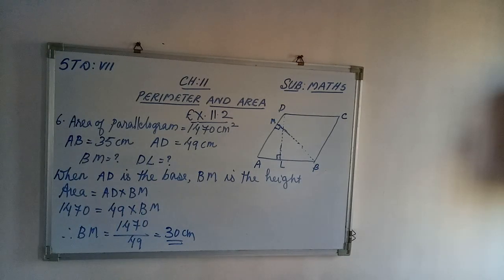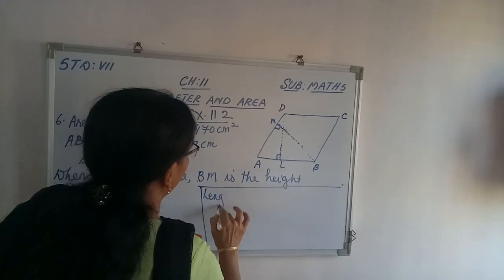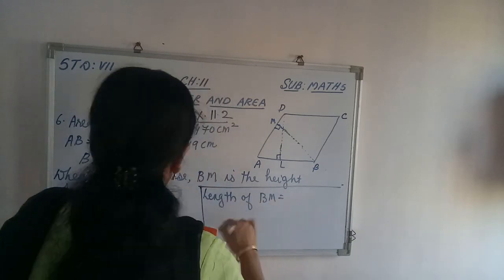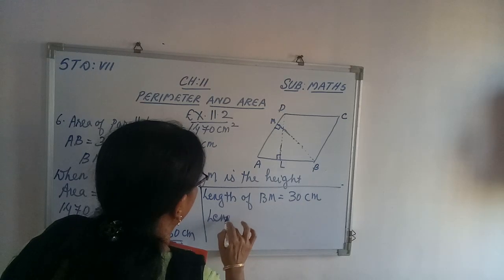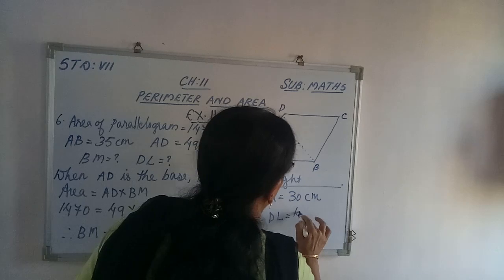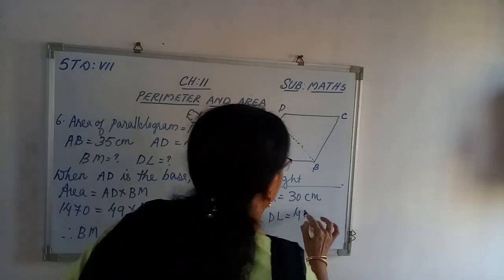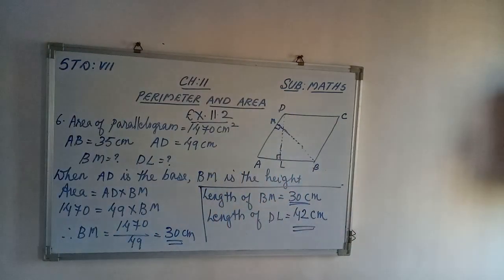So what is the question? The question asked is, find the length of BM and DL. So we can write the final answer as length of BM is equal to 30 centimeter. Then length of DL, how much was it? Length of DL is 42 centimeter. This is the final answer.